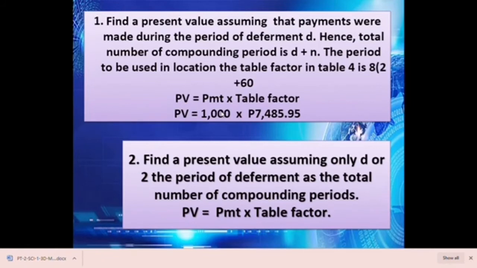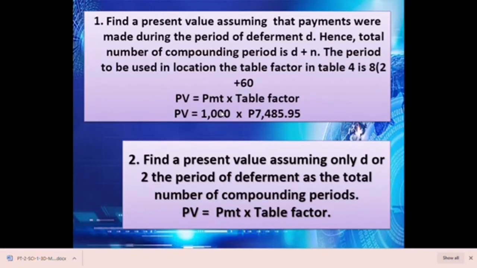Hence, the total number of compounding periods is D plus N. The period to be used in locating the table factor in Table 4 is 8 plus 8, which is 2 plus 6. So the present value is equal to the present value of the annuity times the table factor. We already know that PMT is 1,000, so we multiply it by the table factor, and the result is 7,485.95. That is the first step.